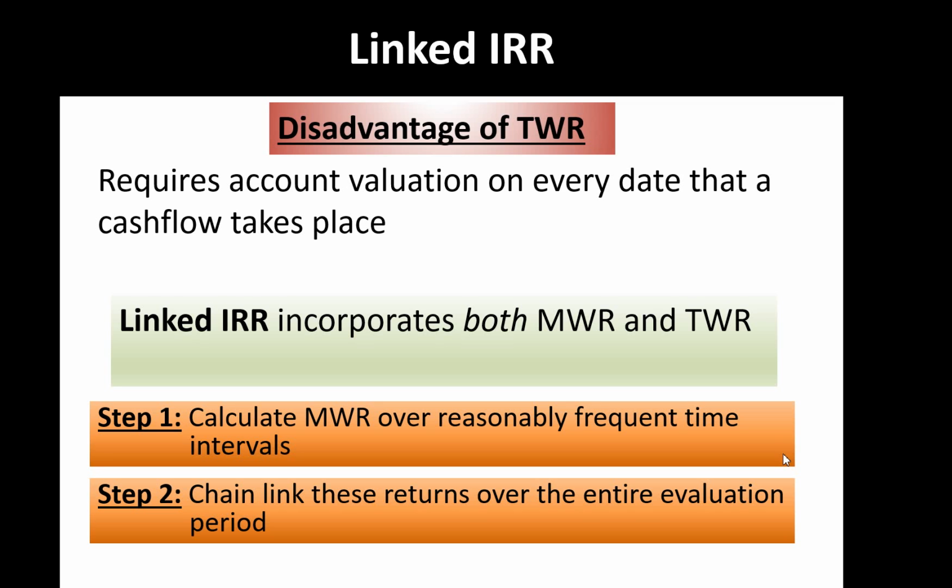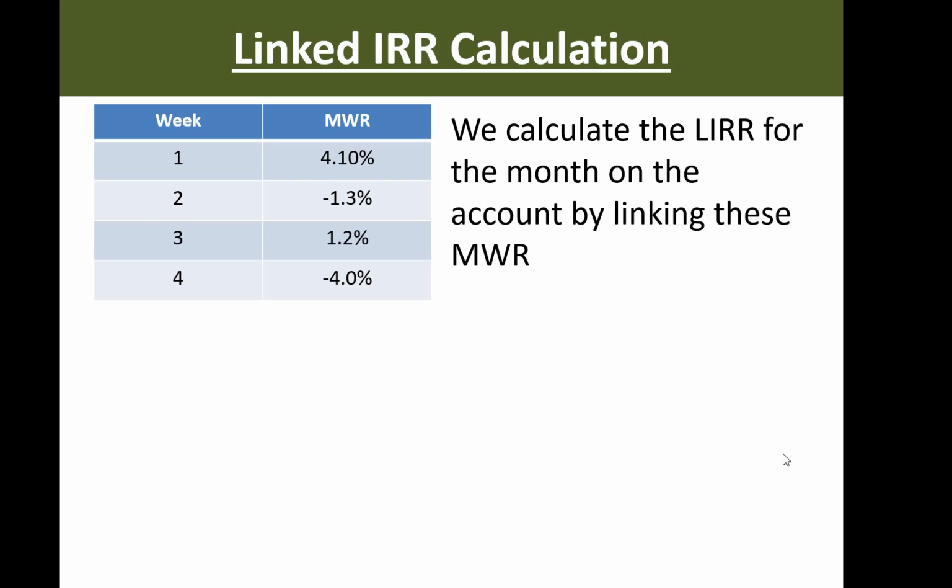And then by combining both of these attributes, you're basically looking at the strengths of both MWR and TWR and discarding their weaknesses. So a quick calculation example here. Let's say that we've already calculated our money weighted returns here, and our evaluation period is 1 month. And so let's say we're already given a problem where the money weighted return calculation for weeks 1 through 4 were these numbers right here.